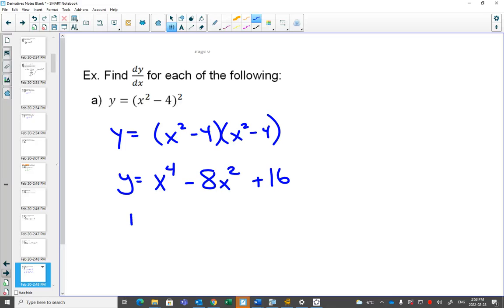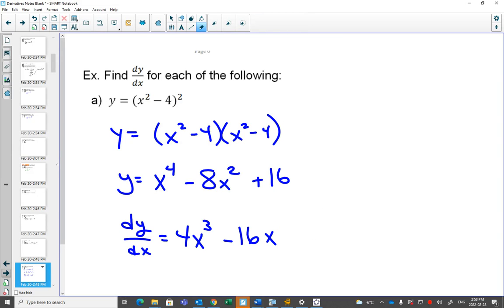Derivative rule for individual powers. And since the question said dy/dx, that's why I use that notation. If the question doesn't provide any directive, you are free to use any notation. So, bring the 4 out in front, subtract 1 from the exponent. Bring the 2 out in front, subtract 1 from the exponent. I wouldn't have to write that little 1. And the derivative of 16 will be 0. So our final answer is going to be 4x cubed minus 16x.